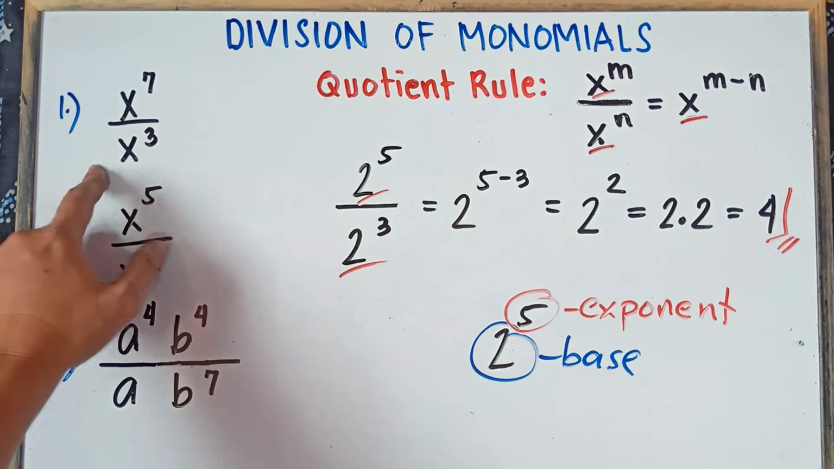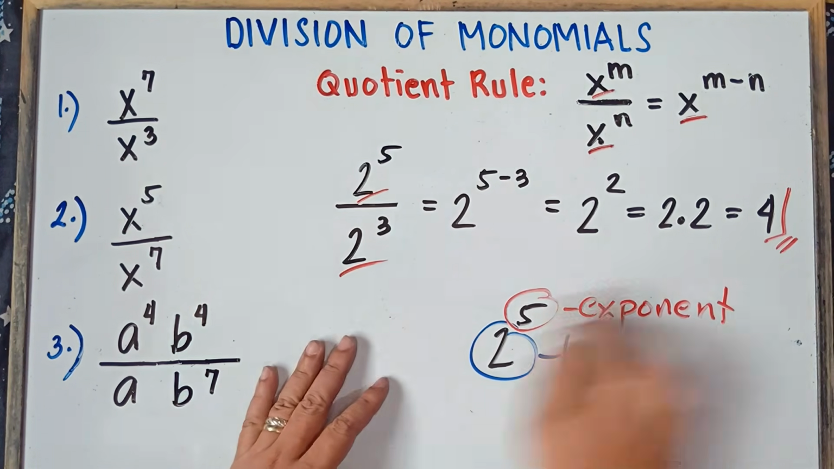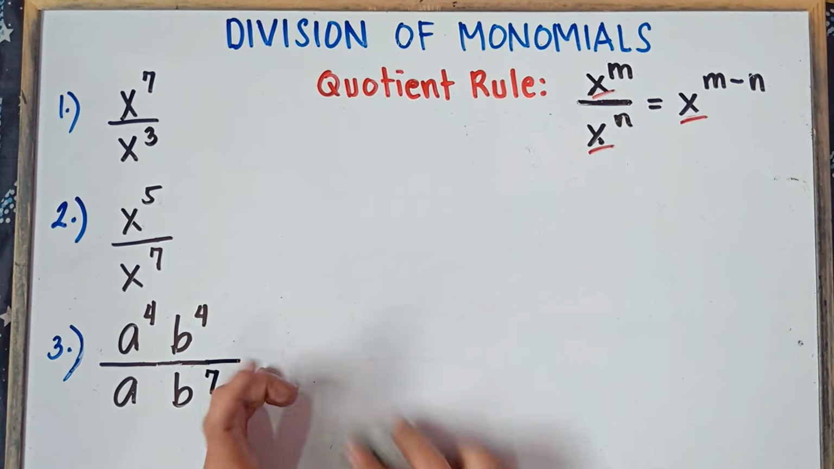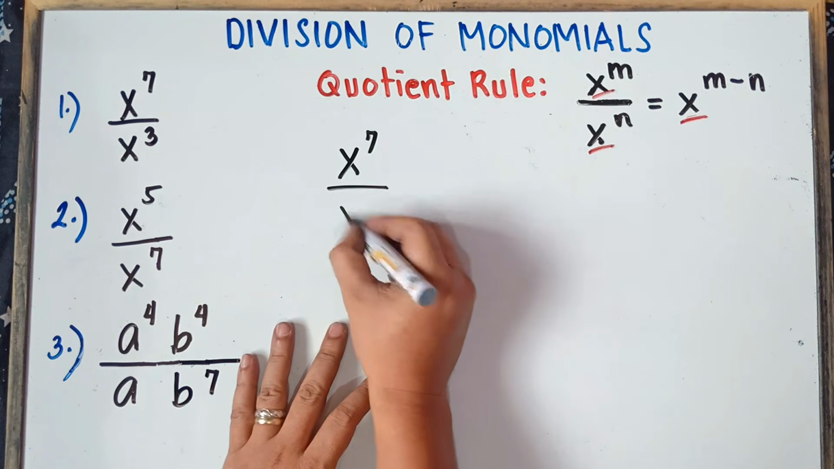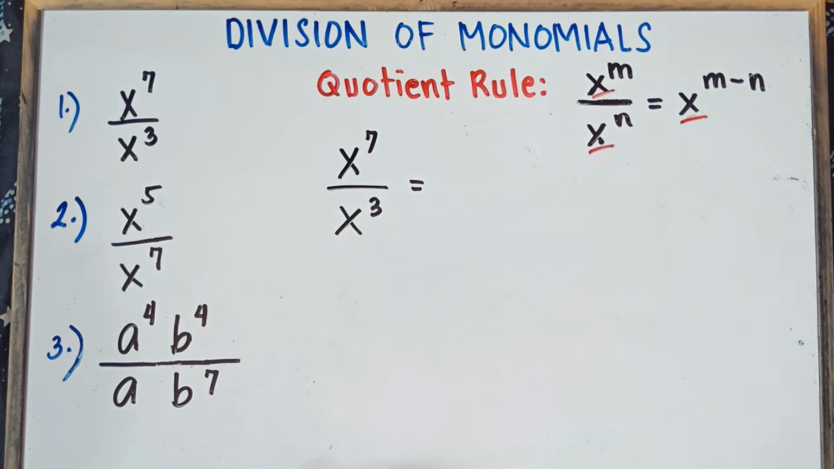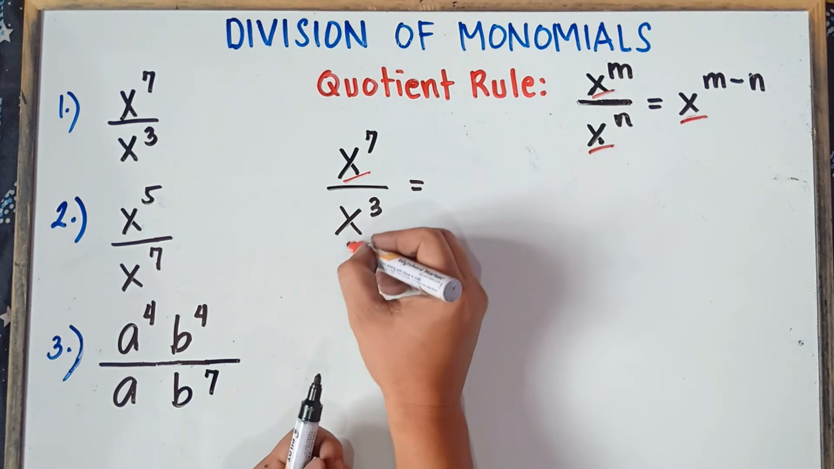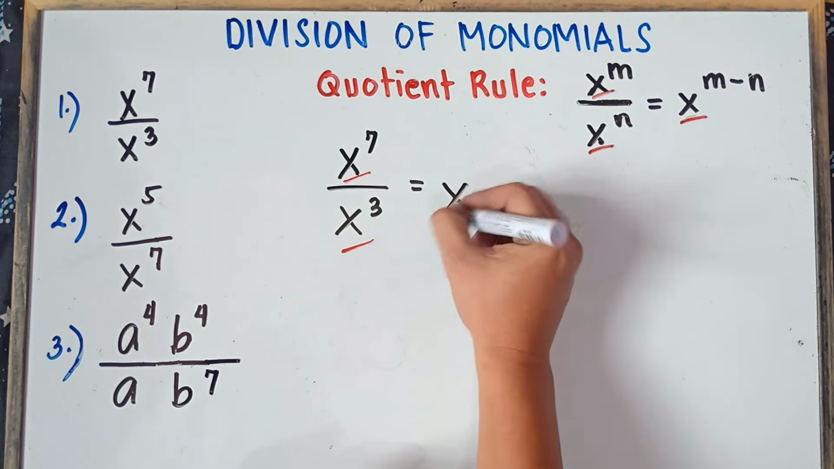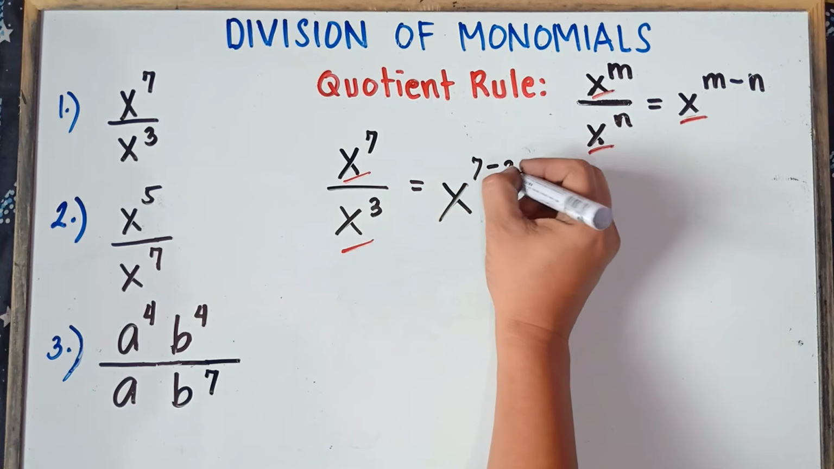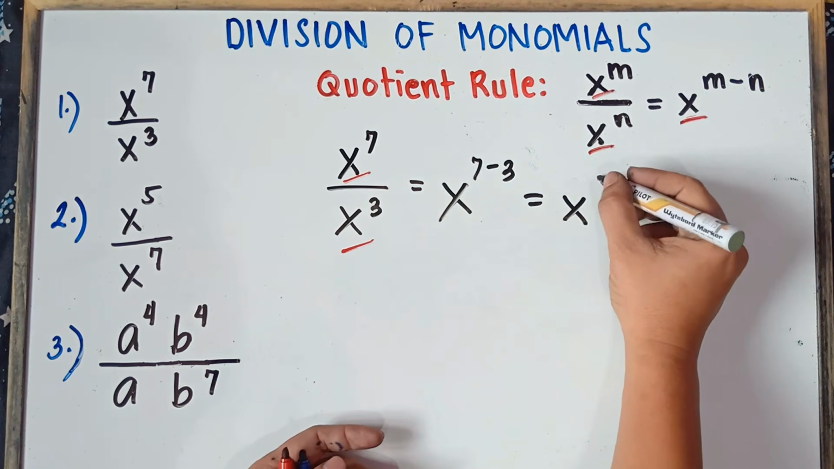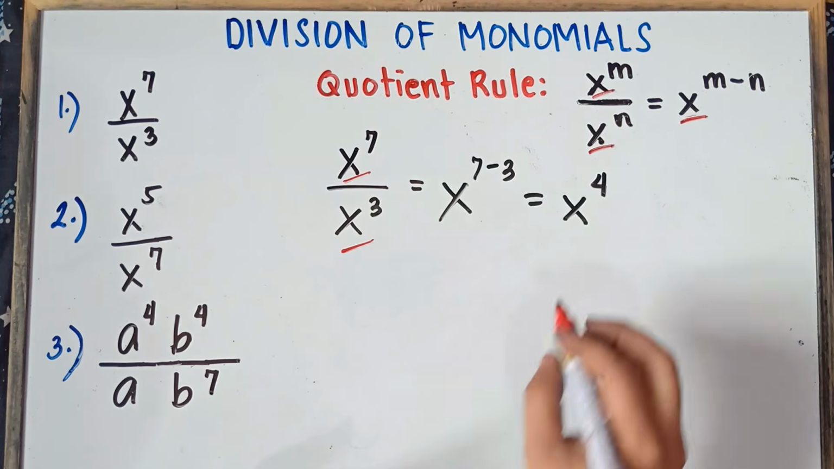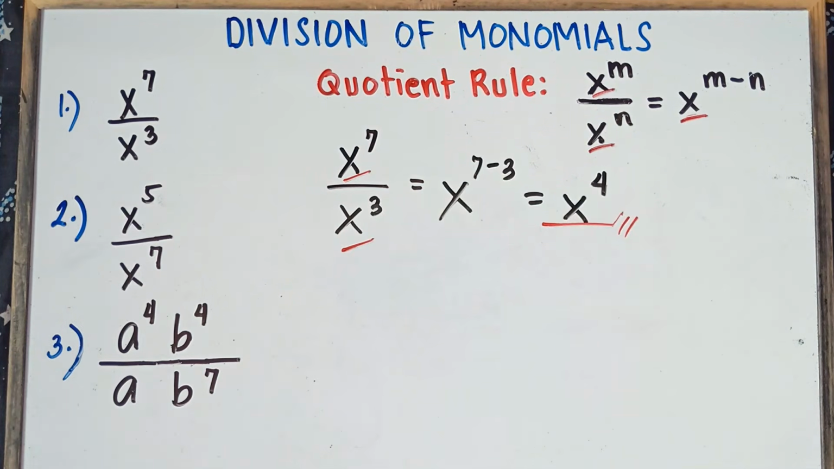Let's have example number 1, class, in applying the quotient rule. Our given is x raised to the power of 7 over x raised to the power of 3. Question, do they have the same base? Yup, they have the same base, x. So same base, copy x, and then subtract the exponent, 7 minus 3. What is 7 minus 3, class? That's correct, that would be 4. So this is x raised to the power of 4. That's the answer, class, for example number 1. Very easy, right?